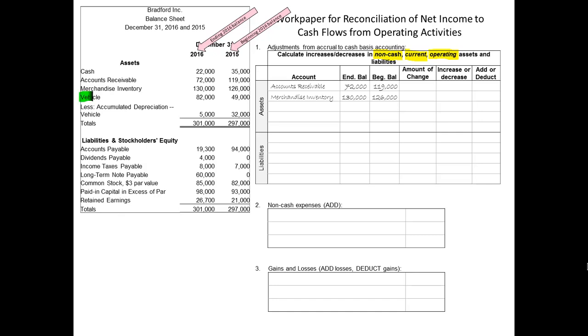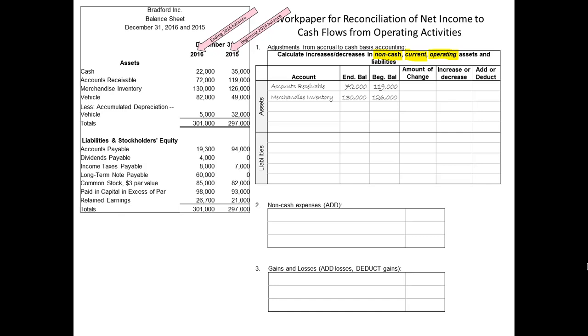The next asset is vehicle. Is vehicle a current asset? No. You would generally expect to use a vehicle for more than 1 year before selling it, so we will not include vehicle or its contra account, accumulated depreciation, in our work paper. Now let's look at the liabilities.